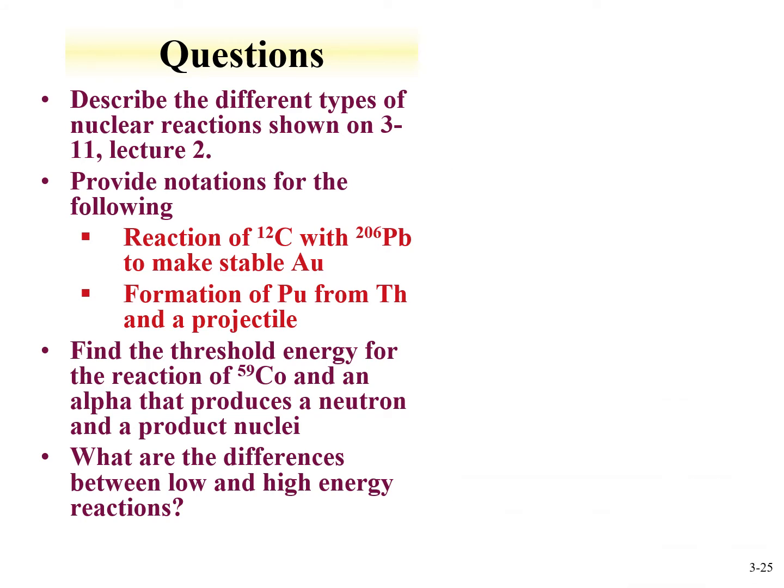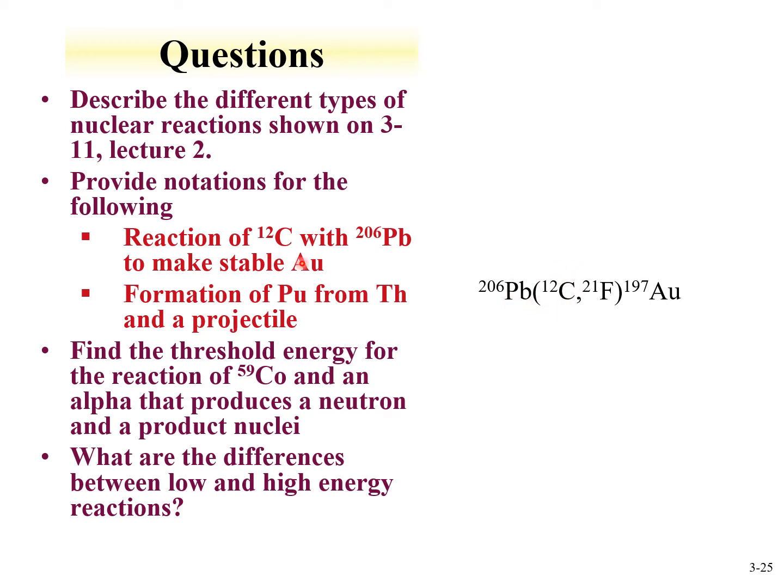You should be able to provide notations for certain nuclear reactions. As an example, imagine that we have a reaction of carbon 12 plus lead 206 making stable gold. Please provide the nuclear reaction notation for that. Well, the projectile on this, we would say, is carbon 12. The target would be lead 206. So we'd write it as this, where the lead 206 is first. The carbon 12 would be the projectile.